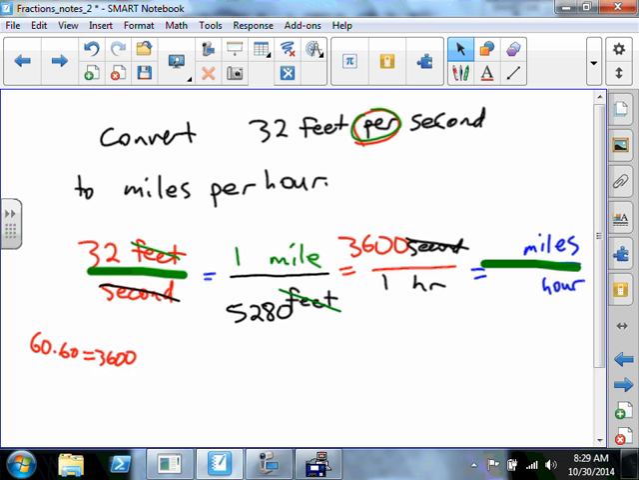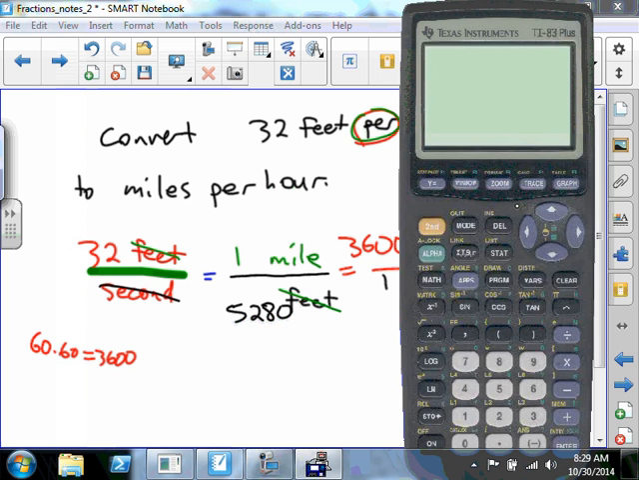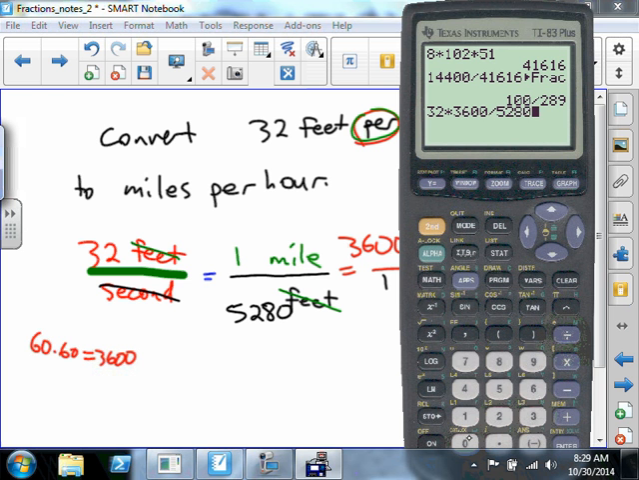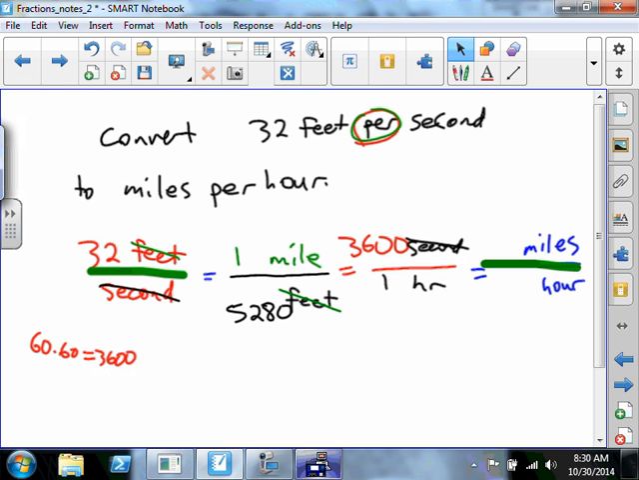Okay. So I would take 32 times 3,600 and divide by 5280. So 32 feet per second is about 21.8 miles per hour, approximately 21.8 miles per hour. The cool thing about this is you can use it to convert any kind of units. Any kind of units. We doing all right?